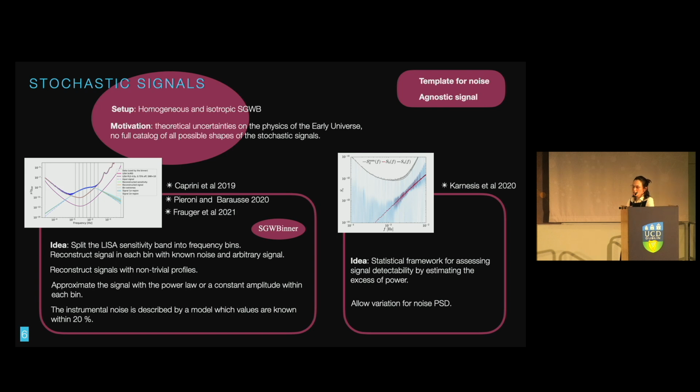And the other method simply tries to look for an excess of power. And by looking at this excess of power, they try to see the signal over the noise. In both of these approaches, they don't really fix the noise, but they allow some sort of variation on that, and they estimate the level of this variation, but they fix the noise profile.